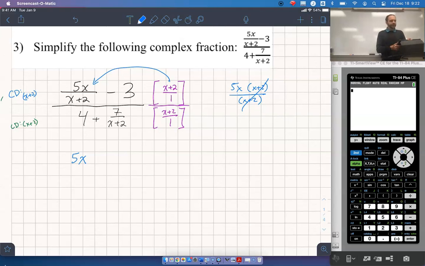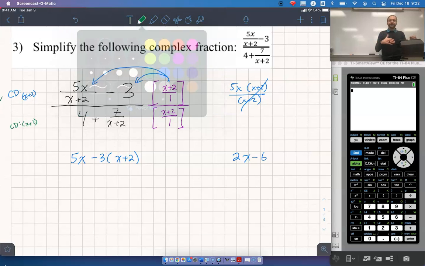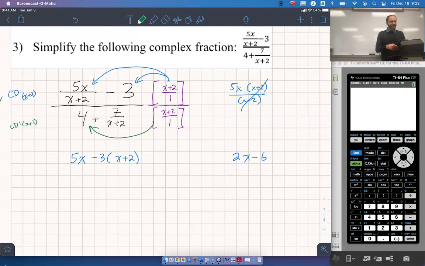Now I distribute here. So that's going to be minus 3 times x plus 2. Now, I know I have to distribute and combine like terms, so I'm just going to do that off to the side so I can put this numerator completely to rest, and I'm going to say this would be a 2x minus 6 after I distribute and I combine like terms. And I'm going to do the same thing in the denominator. I'm going to distribute, and that's going to give me a 4 times x plus 2.